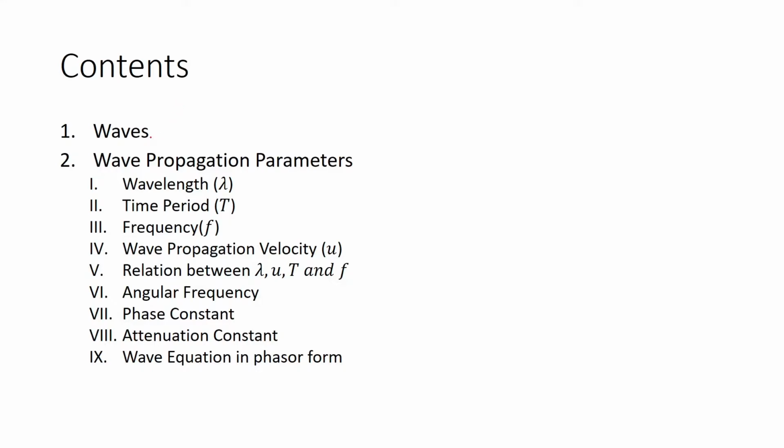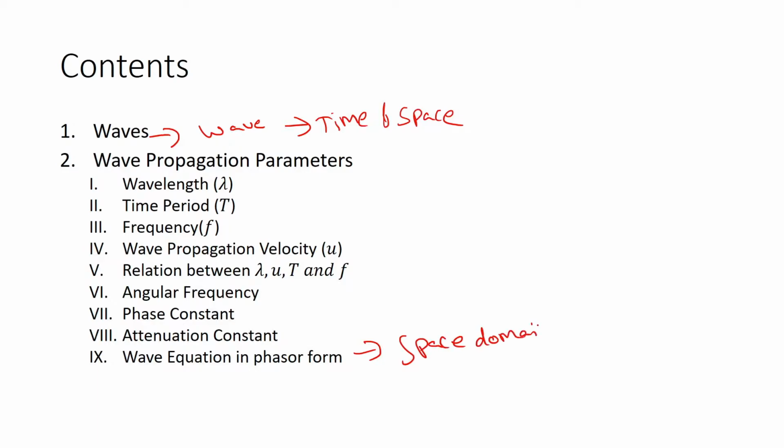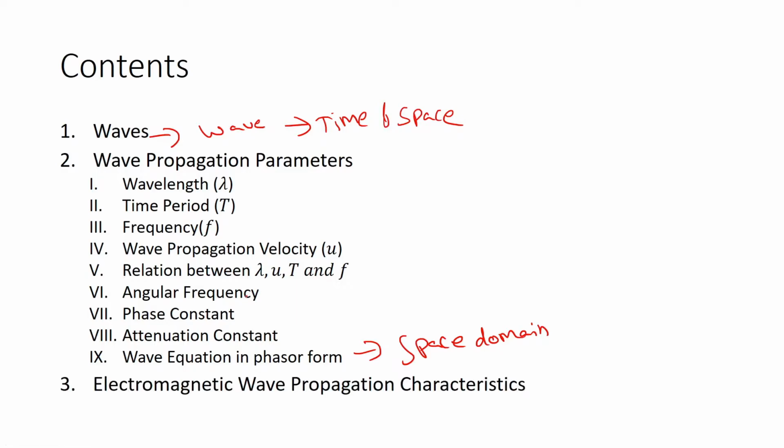While discussing waves, we would start with a wave equation which is in time and space domain. Then I would discuss a wave equation which is just in space domain. That is an equation of a wave independent of time. After discussing these wave propagation parameters, I would discuss the electromagnetic wave and its propagating characteristics.